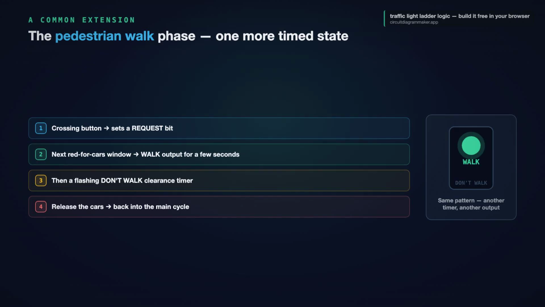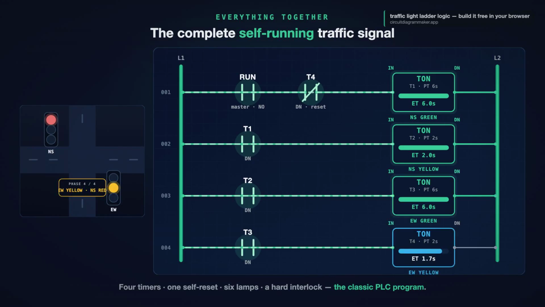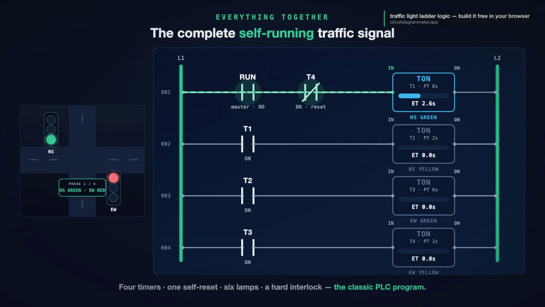Let's step back and watch the whole thing run together. Run powers up. T1 counts 6, north-south green, east-west red. T1 done. T2 counts 2, north-south yellow. T2 done. North-south red. T3 counts 6, east-west green. T3 done. T4 counts 2, east-west yellow. T4 done. Reset. And we are right back at the top.